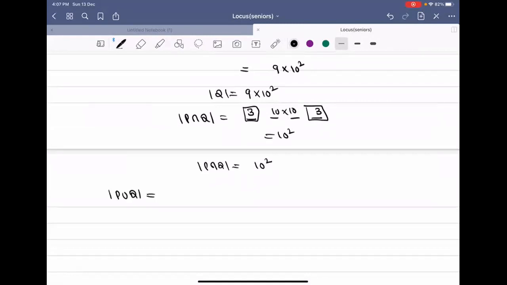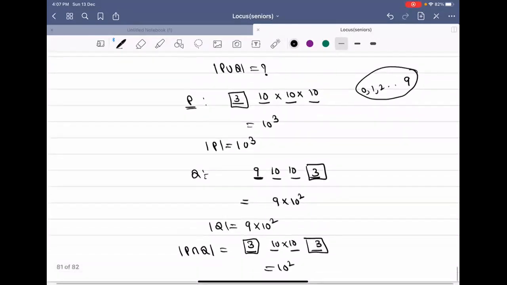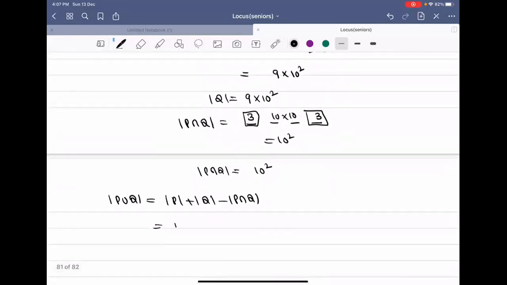Either begins with 3 or ends with 3: the number of elements in P plus the number of elements in Q minus the number of elements in P intersection Q. That is 10 cube, which is 1000, plus 900, minus 100. The total is 1800. Clear?